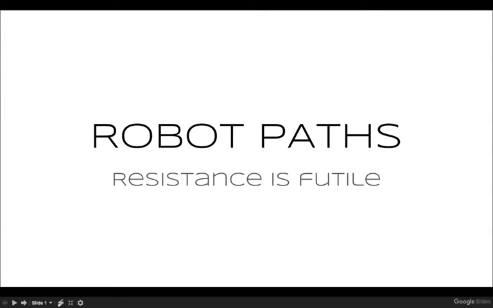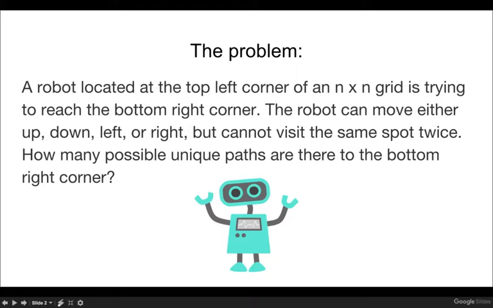Alright, so this is robotPaths. Let's take a look here. The problem is a robot located at the top left corner of an n by n grid is trying to reach the bottom right corner. The robot can move either up, down, left, or right, but cannot visit the same spot twice. How many possible unique paths are there to the bottom right corner?